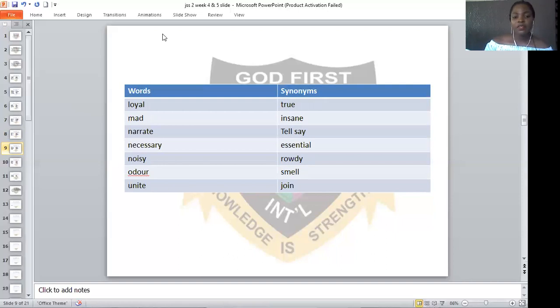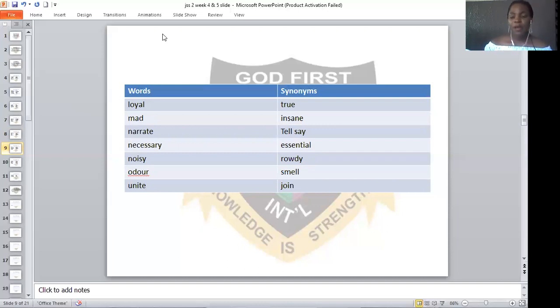Narrate. The synonym for narrate is tell, say. Necessary. It is very necessary you attend the meeting. It is very essential you attend the meeting. So essential is the synonym for necessary.